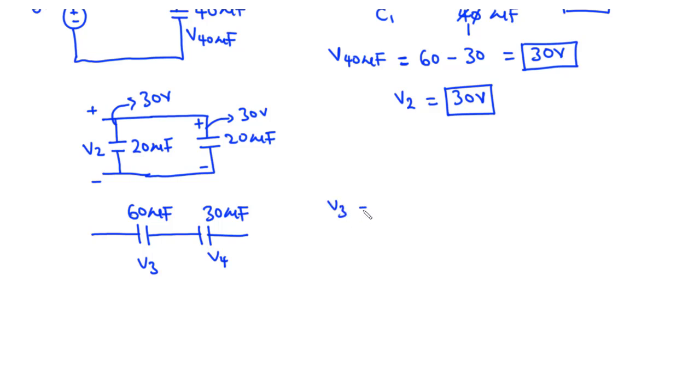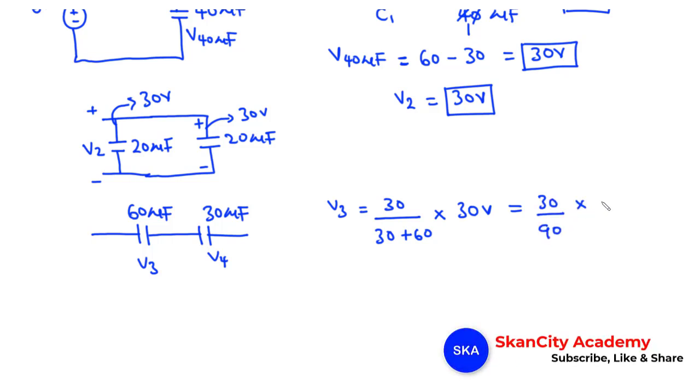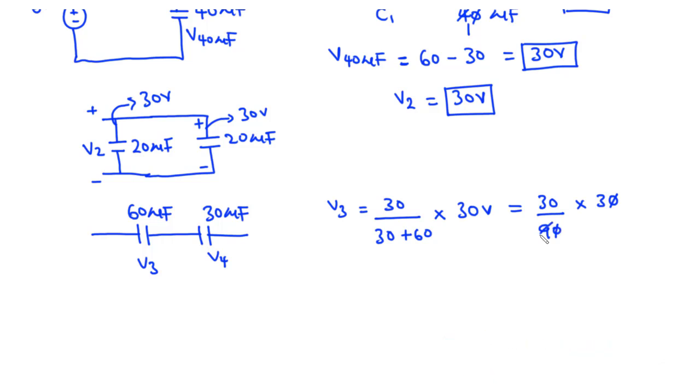So V3 is basically going to be the value of this capacitor, 30, divided by the sum of the two capacitors, that is 30 plus 60, times the voltage you are going to share, that is 30 volts. So we have 30 divided by 90 times 30. 0 cancels 0, 3 goes here 3 times, and 3 goes here 10 times. This 3 will cancel, and we are left with 10. So V3 is equal to 10 volts, the voltage across 60 microfarads.